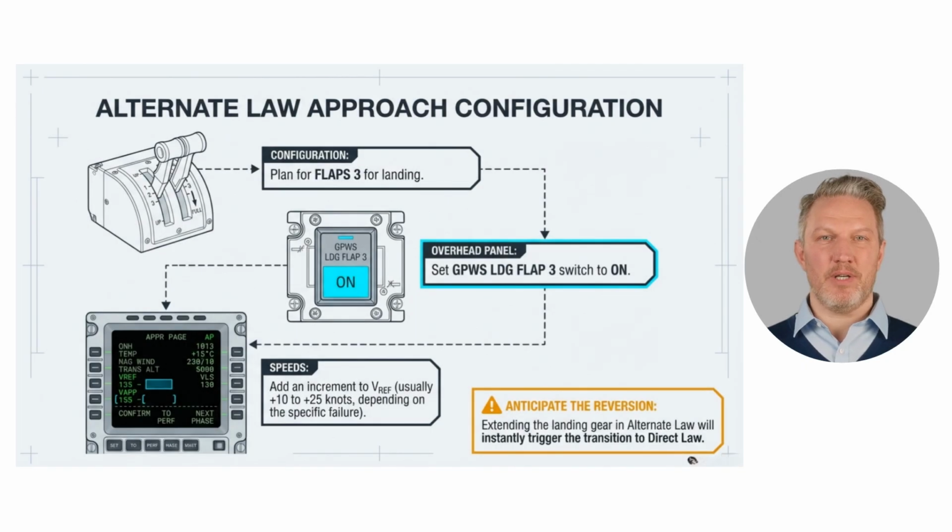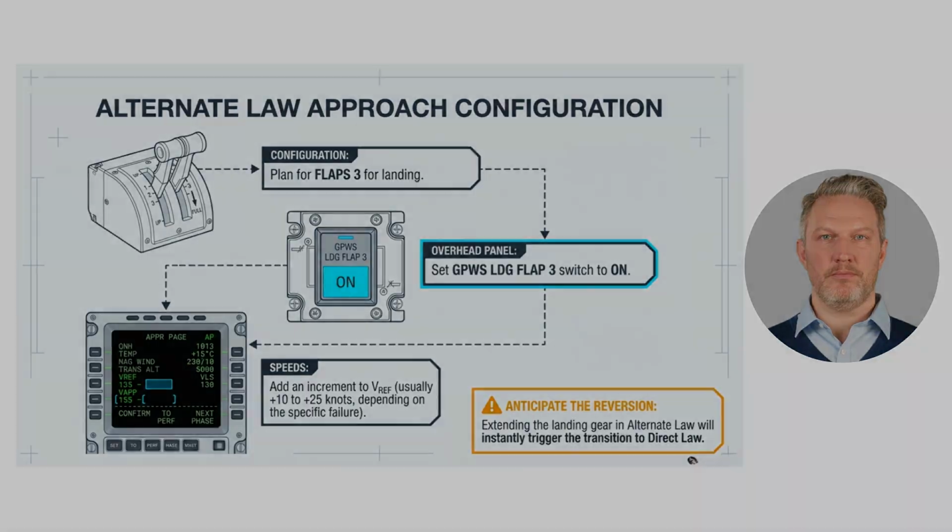When configuring for an approach in alternate law, plan for flaps 3 and set the GPWS landing flap 3 switch to on. You must also manually add an increment to your VREF, typically 10 to 25 knots, depending on the failure. Most critically, anticipate the reversion. Extending the landing gear will instantly trigger the transition to direct law.